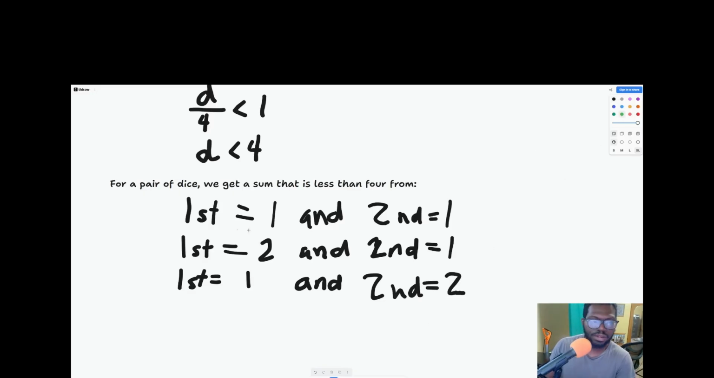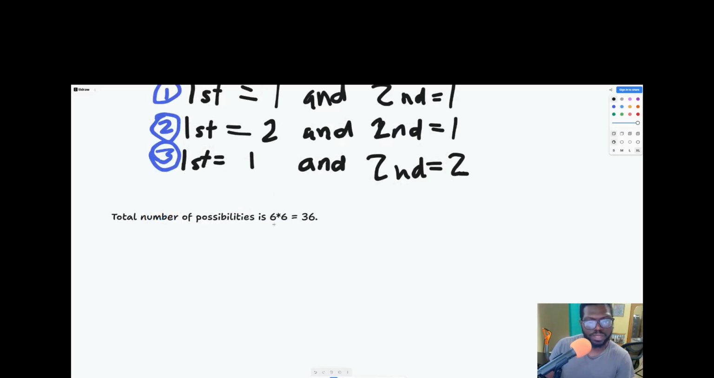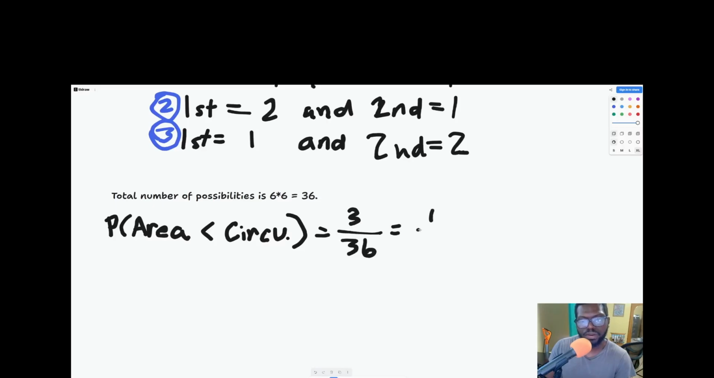As you can see here, there are three possibilities. Three possibilities out of what, you may ask? Since the dice have 6 sides, the total number of possibilities is 36. This is just from 6 times 6. So that means the probability that the area is less than the circumference, I just wrote P here to represent this probability, is just going to be 3 over 36, which simplifies to 1 over 12. And this is the final answer.